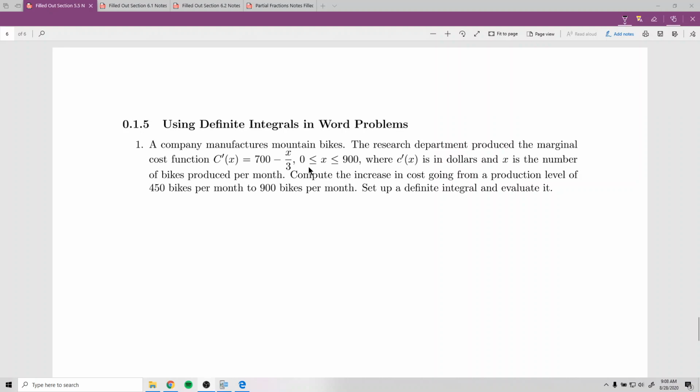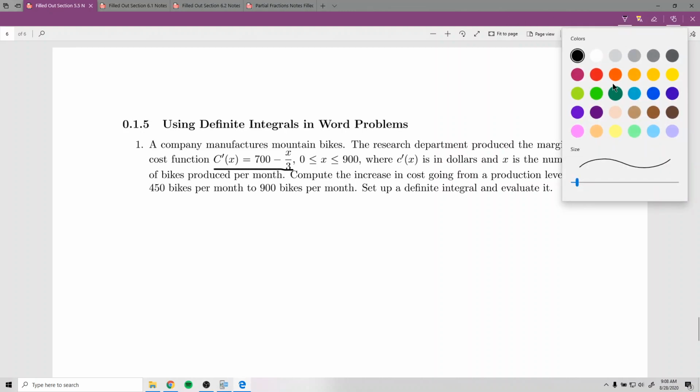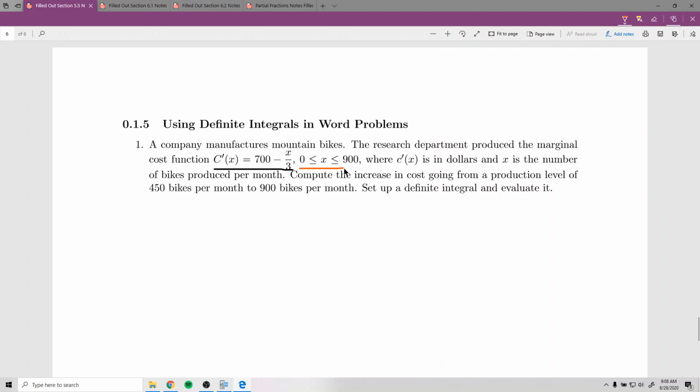This says a company manufactures mountain bikes. The research department produced the marginal cost function, so it's giving us the derivative of the cost right here. And what it's saying is that this is only valid between x is 0 and 900. So whatever happens after 900 is different, but as far as our problem goes, it should only deal with numbers between 0 and 900, where c prime of x is in dollars. I guess I forgot to capitalize that. And x is the number of bikes produced per month.